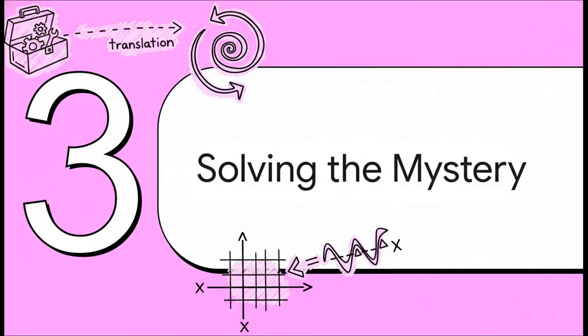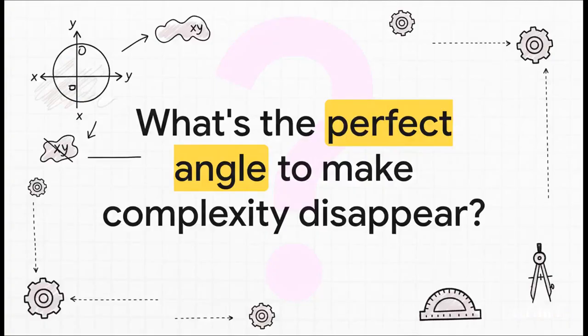Okay, our toolbox is ready. We've got translation for shifting our view and rotation for tilting it. So let's head back to our mystery equation and put these things to work. But here's the million-dollar question, isn't it? We can rotate by any angle we want, but there has to be one perfect, magic angle that will make that whole troublesome xy term just vanish. So how on earth do we find it?